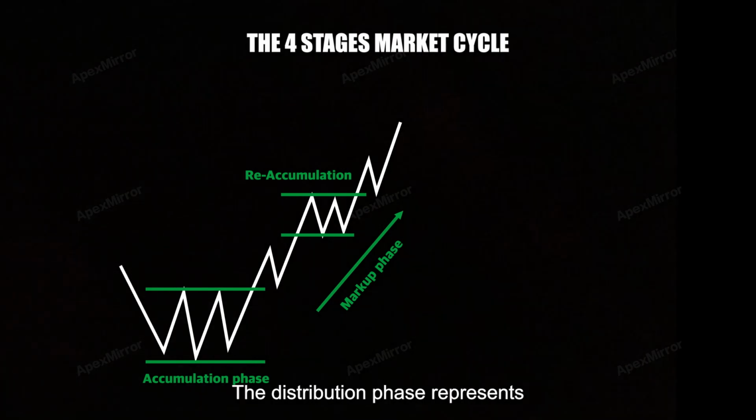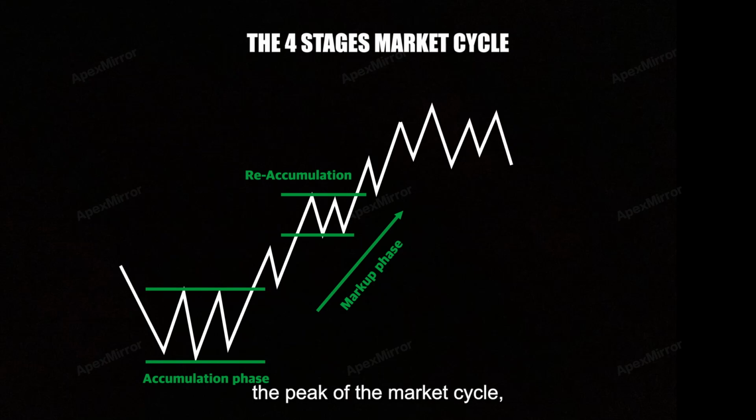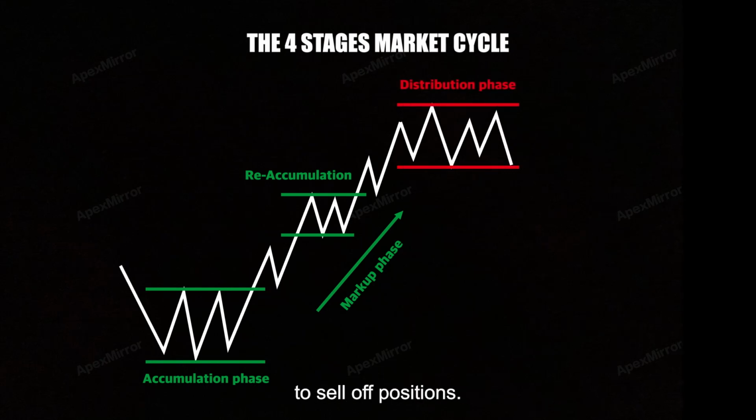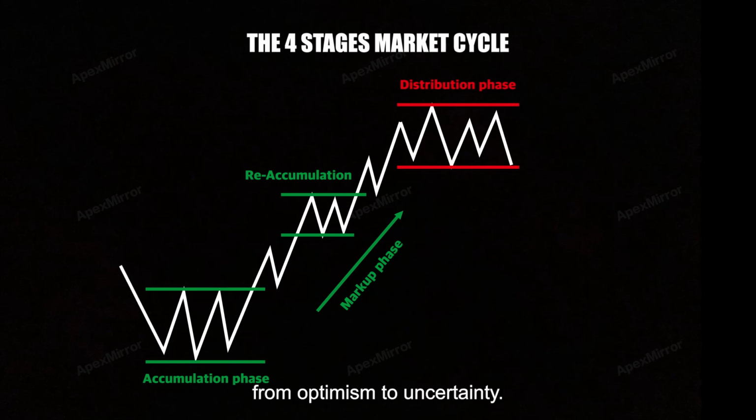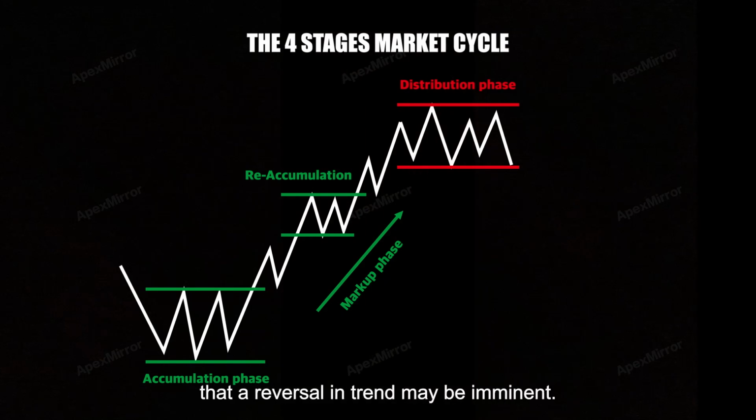The distribution phase represents the peak of the market cycle, where prices reach their zenith, and early investors begin to sell off positions. During this stage, the market may exhibit increased volatility, with prices fluctuating widely. Sentiments start to shift from optimism to uncertainty. The distribution phase is often a warning sign that a reversal in trend may be imminent.